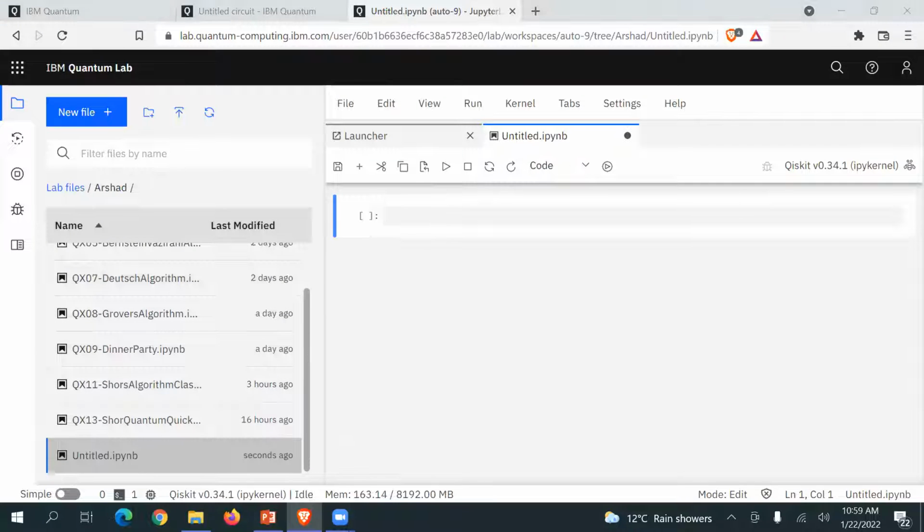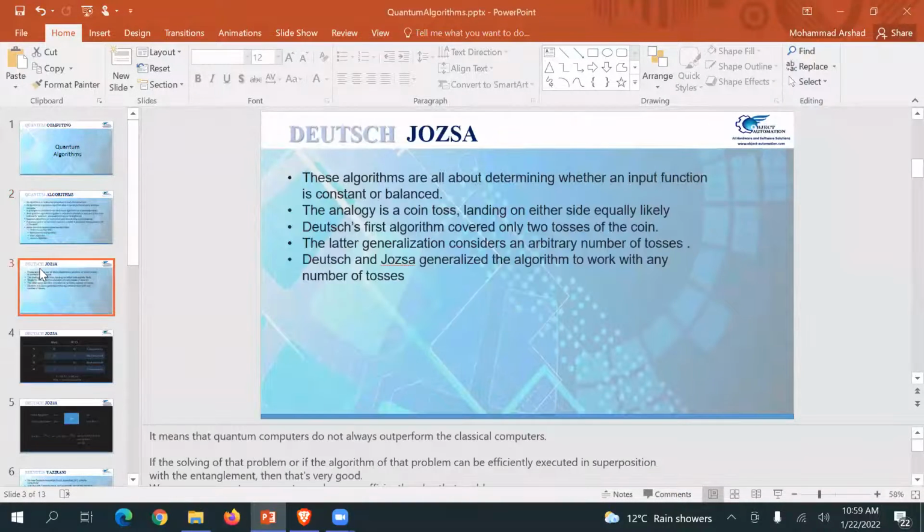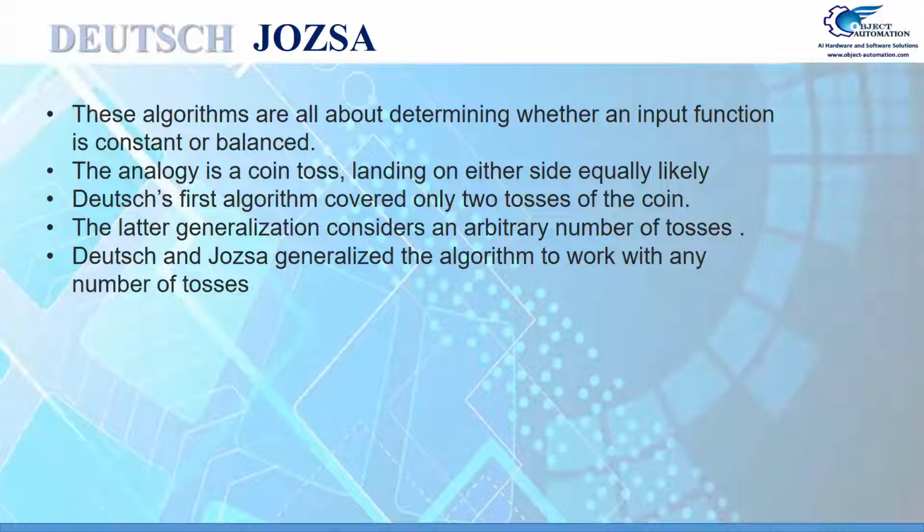So let's come to the quantum algorithm, which is the Deutsch-Jozsa algorithm. This is one of the algorithms which works on finding a balanced function. There are two types of functions available: one is a balanced function, one is a constant function. Any function which gives a similar output for any input is known as a constant function, and any function whose output changes with the input is known as a balanced function.